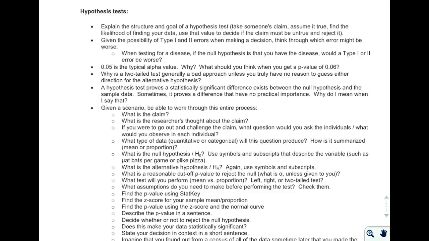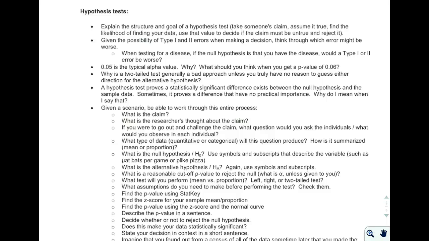Last section we're going to look at as a review is hypothesis tests. We spent so much time focusing on that, and for good reason. It's a huge part of this unit. I'm not going to go super in depth with everything, but I'm going to cover the big ideas quickly here. Going through this list, explain the structure and goal of a hypothesis test.